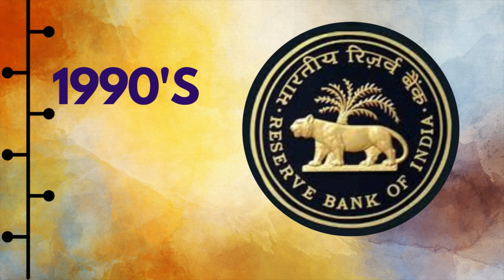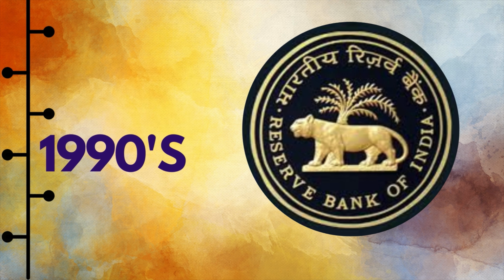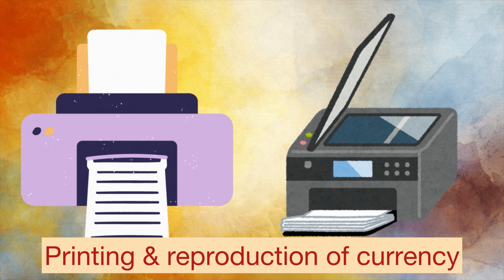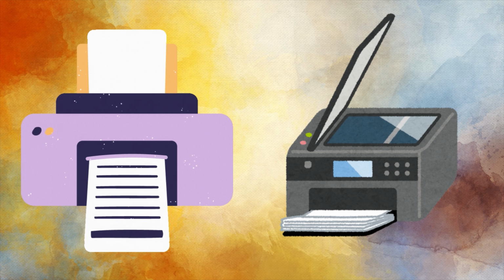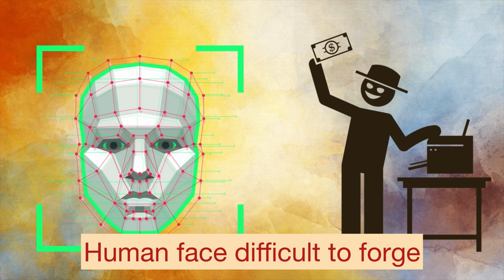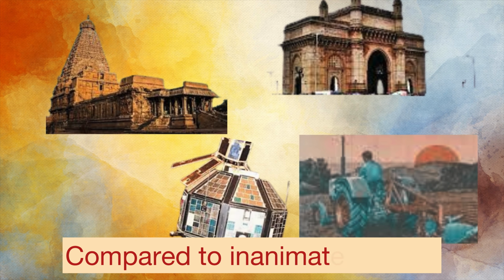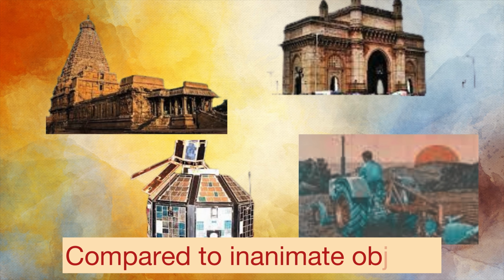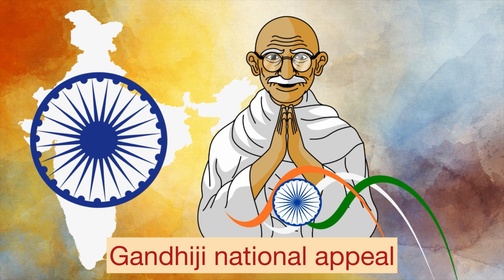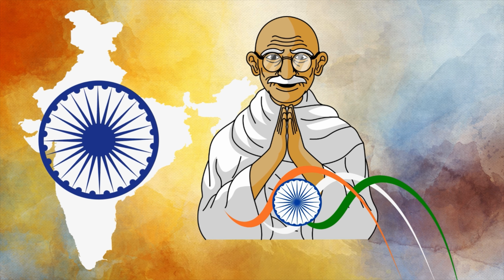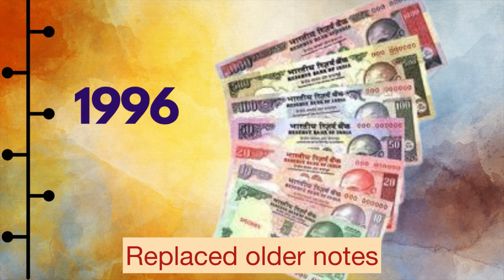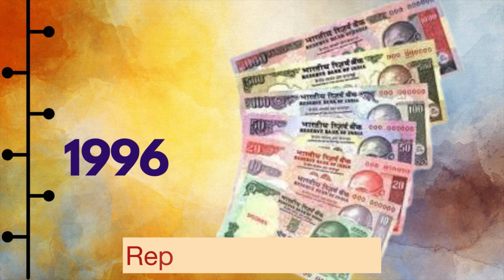In the 1990s, RBI realized the need for enhanced security features because there were technological advancements in printing and reproduction of currency notes. They found that a human face was less susceptible to forgery in comparison to the inanimate objects. Due to Mahatma Gandhi's national appeal, his face was the ideal choice for the new currency notes with enhanced security features which were issued in 1996, replacing all the other olden notes.